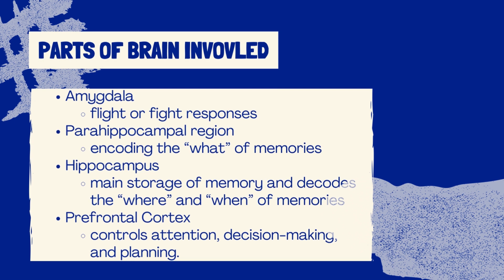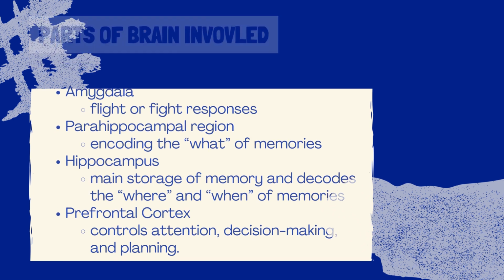The parts of the brain involved here are the amygdala, parahippocampal region, hippocampus, and prefrontal cortex, which are all important in processing any type of memory. The amygdala controls fight or flight responses, basically immediate responses. The parahippocampal region encodes the what of memories. The hippocampus is the main storage of memory and decodes the where and when of memories. The prefrontal cortex controls attention, decision making, and planning, long term planning specifically.